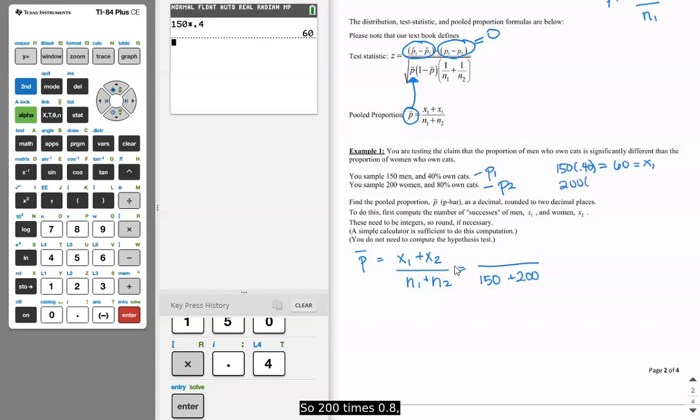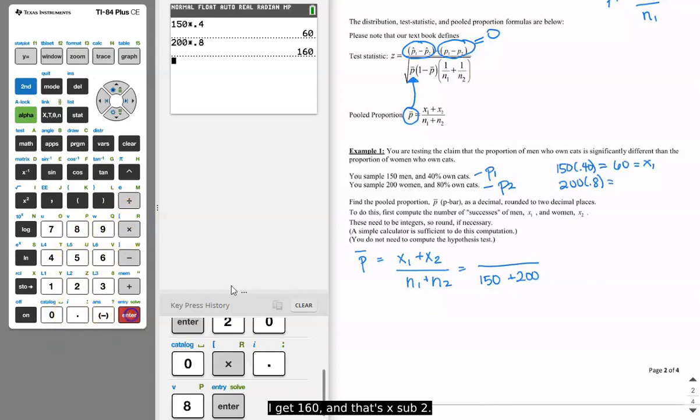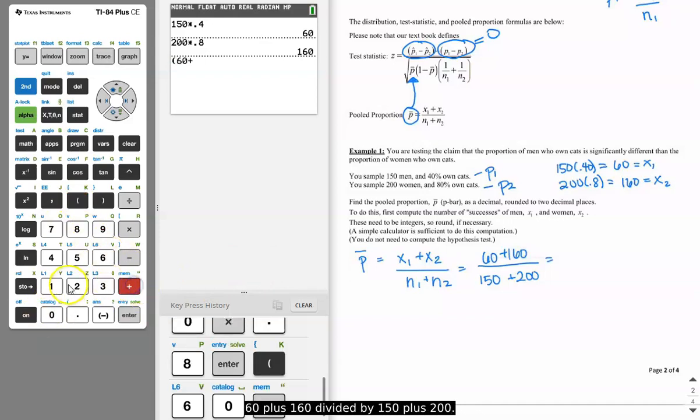So 200 times 0.8, right? I get 160. And that's x sub 2. So I have 60 plus 160. So you can plug this in, put it in parentheses, 60 plus 160 divided by 150 plus 200.